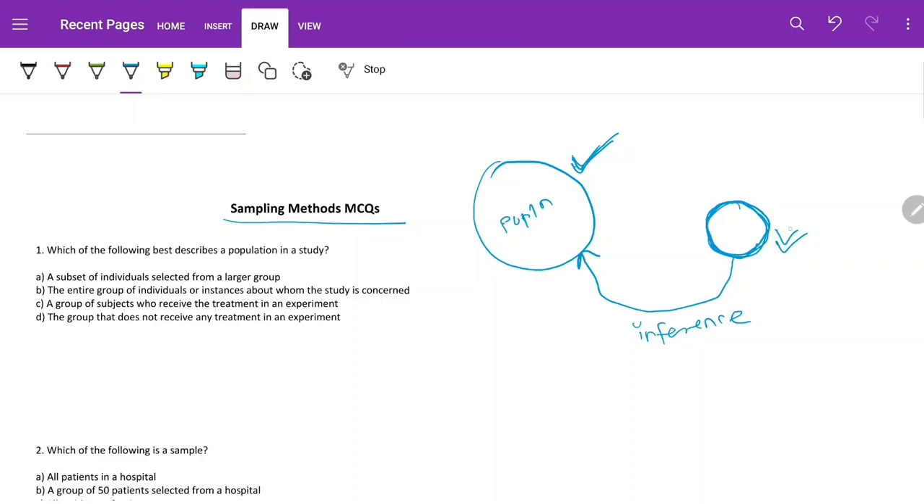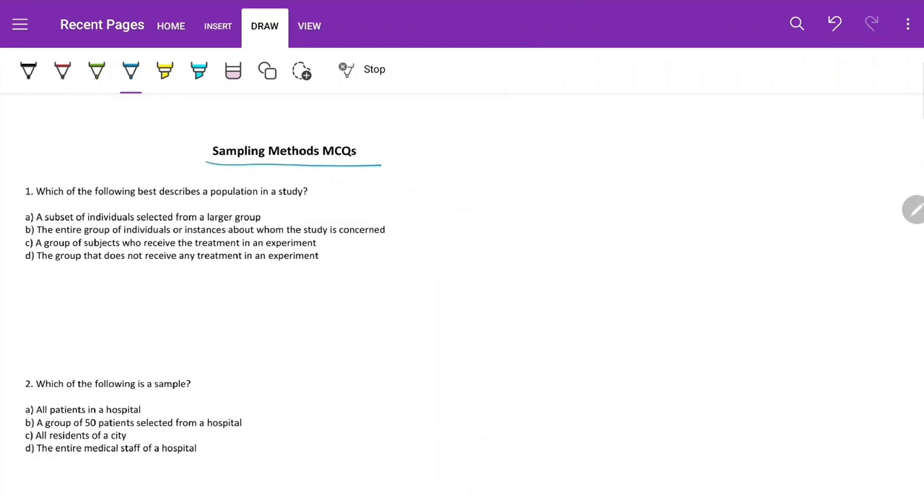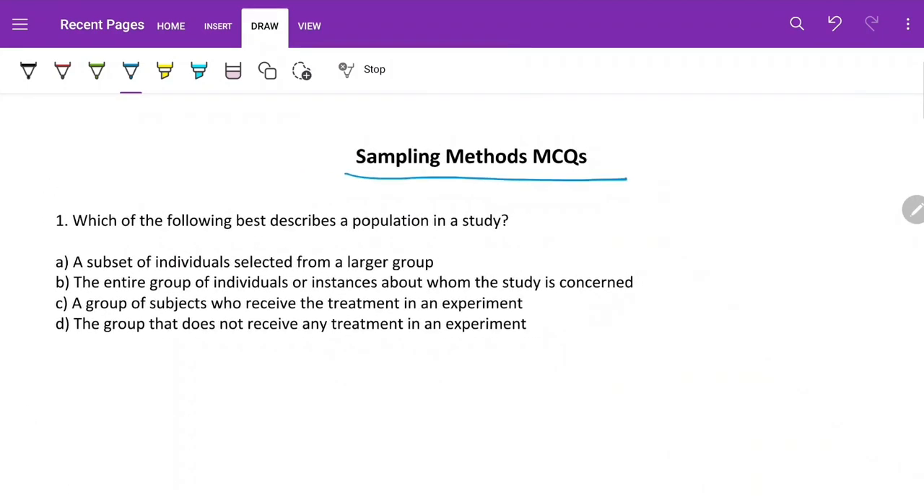So for this we have some methods to draw sample elements from the population, so that the sample is a good representative of the population. That's why we have various sampling methods to draw samples from the population. Okay, so we'll see MCQs now.